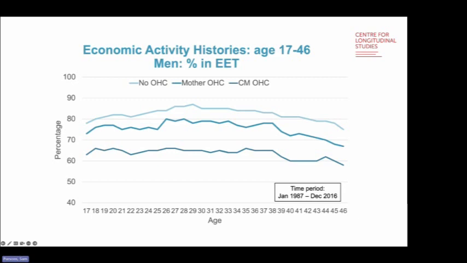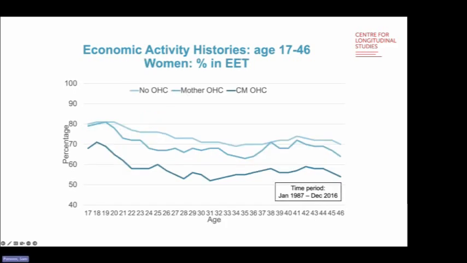We can see that those with direct care experience are the most disadvantaged, and that's the line at the bottom of this graph. But the disadvantage is also evident for children of mothers with care experience, and this disadvantage is very evident in each year over the 30-year time frame. And again, we can see a very similar pattern for women, with those with direct care experience being the most disadvantaged, but this disadvantage is also in evidence for women whose mothers have been in care.